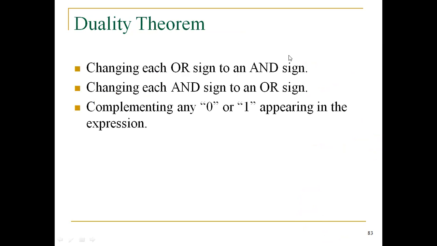Another one is the duality theorem. It is also a very important thing. So what is the important thing? It means changing each OR sign to AND, that is, logical addition to multiplication and vice versa. That means 0 into 1 and 1 into 0 also.